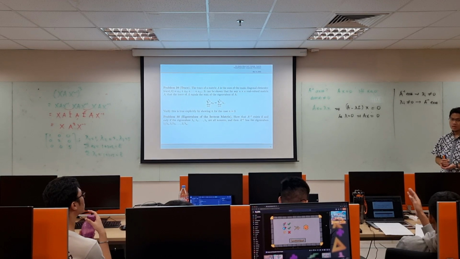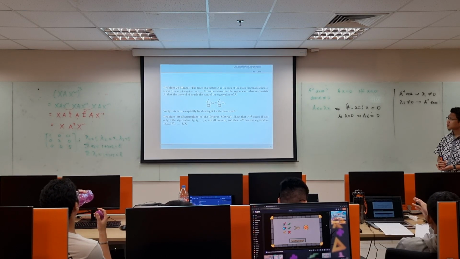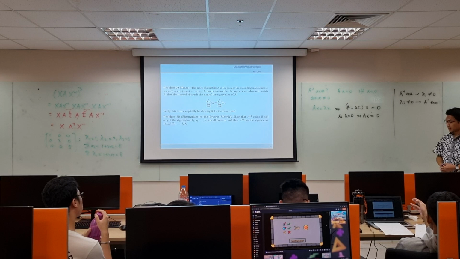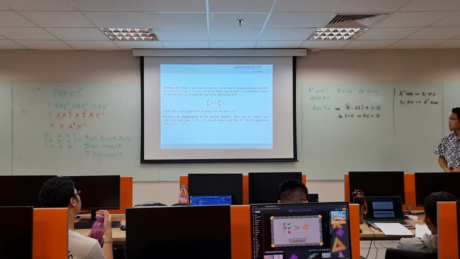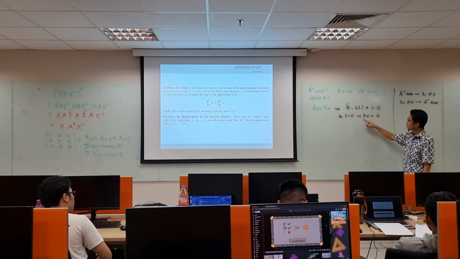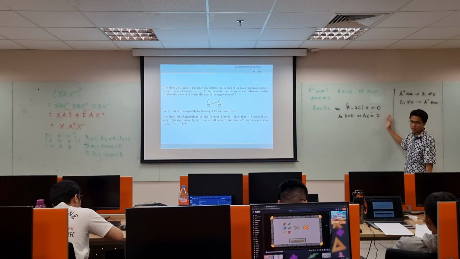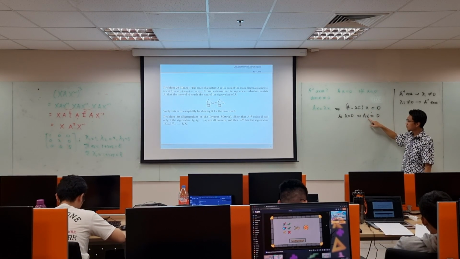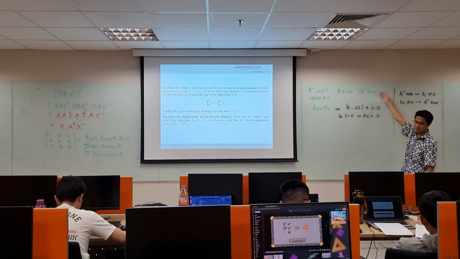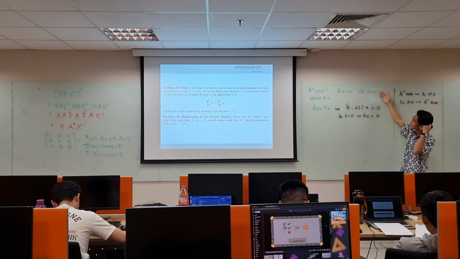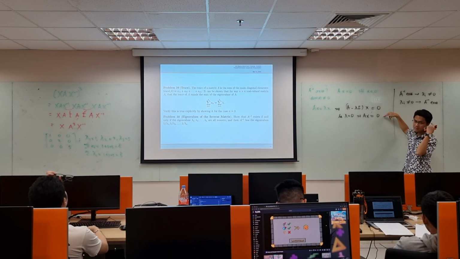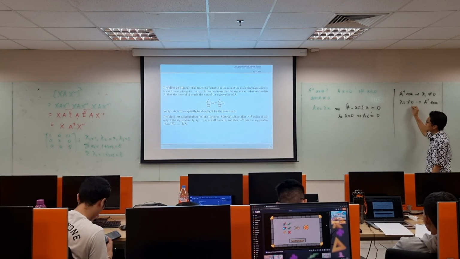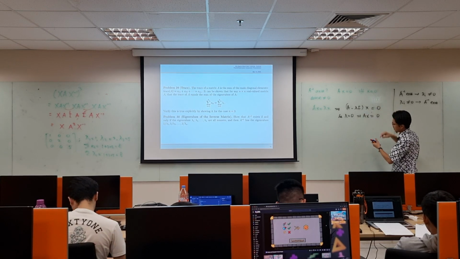So if lambda equals 0, then A does not exist. Yes, it is shown by this. The only solution to this is when x is equal to 0. So when lambda is 0, it means we can find x non-zero to solve this. But because the system is invertible, this one contradicts. You put it here, then you will find contradiction.